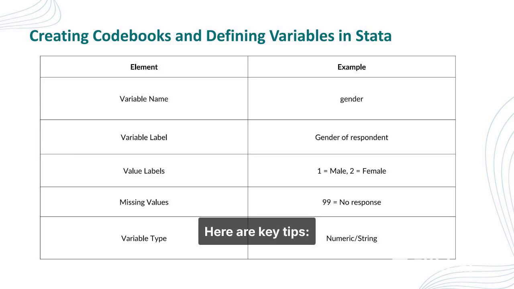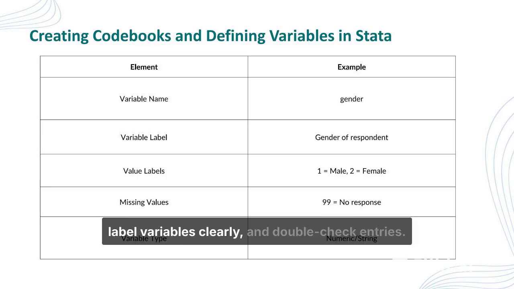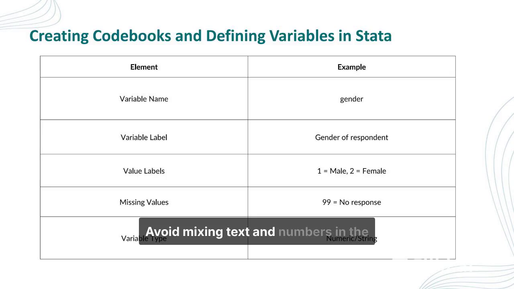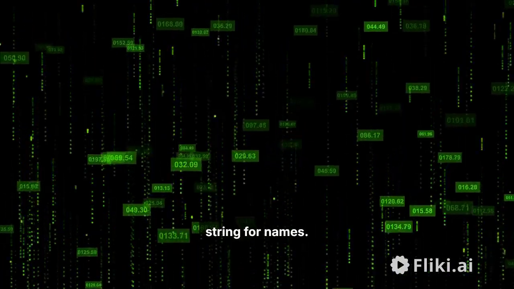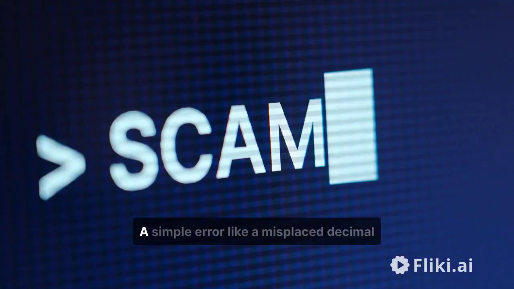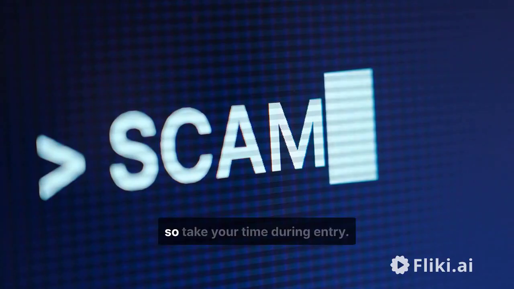Here are key tips. Always use a codebook, label variables clearly, and double-check entries. Avoid mixing text and numbers in the same column. Set data types early, numeric for ages, string for names, and save your work frequently. A simple error like a misplaced decimal can skew results, so take your time during entry.